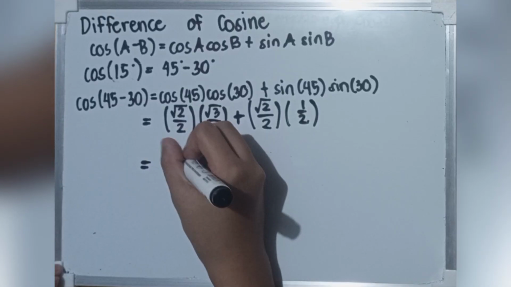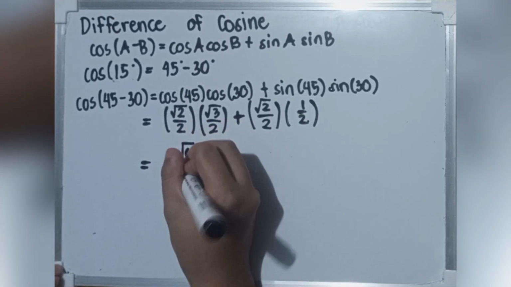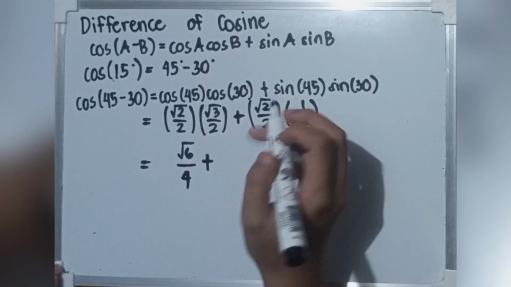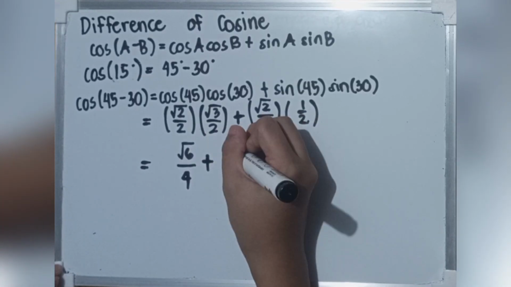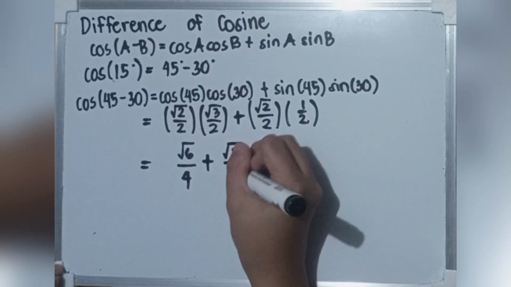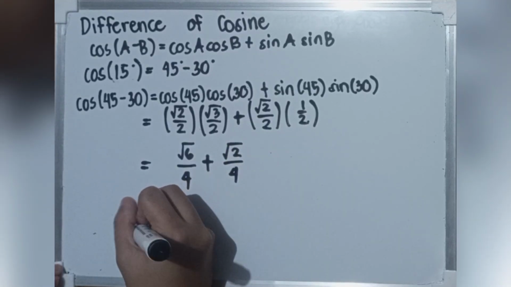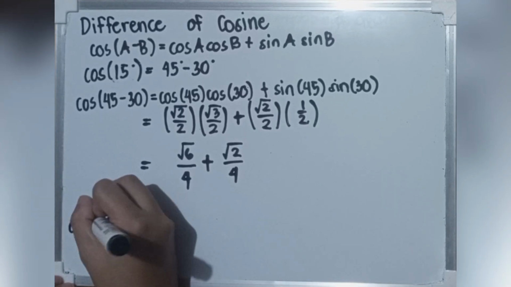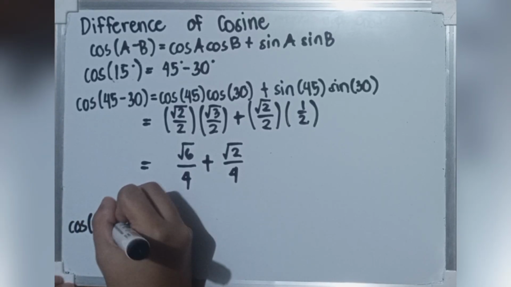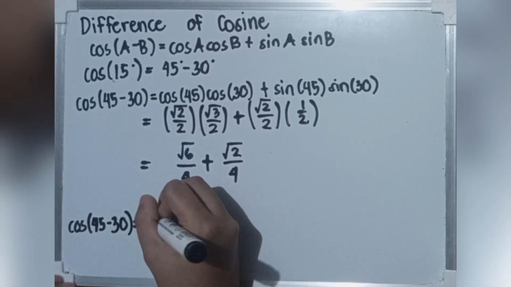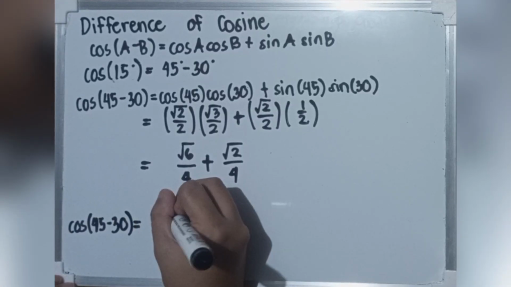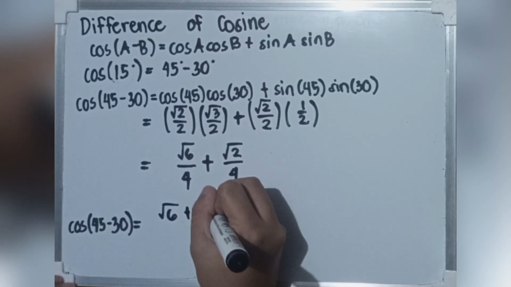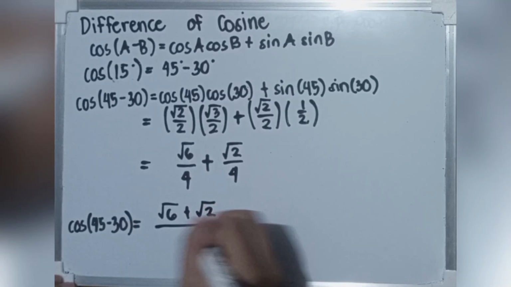Square root of 2 times square root of 3 is square root of 6 over 4, plus square root of 2 times 1 is square root of 2 over 4. So our final answer for the cosine of 45 degrees minus 30 degrees was square root of 6 plus square root of 2 over 4.